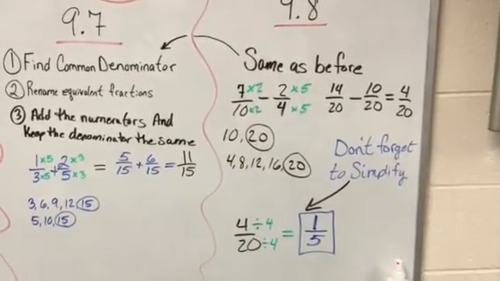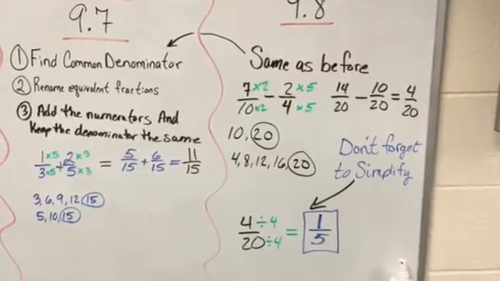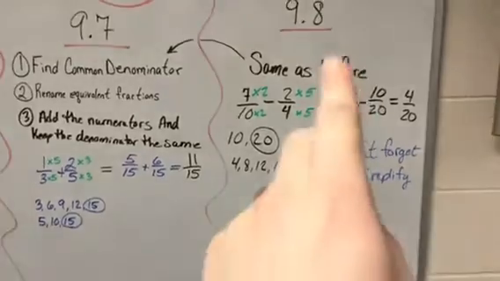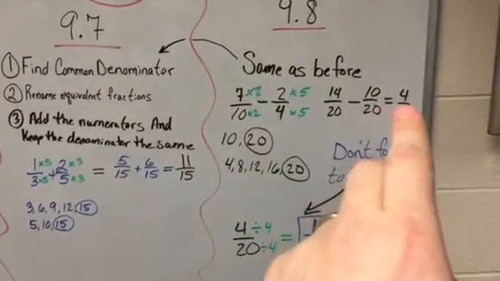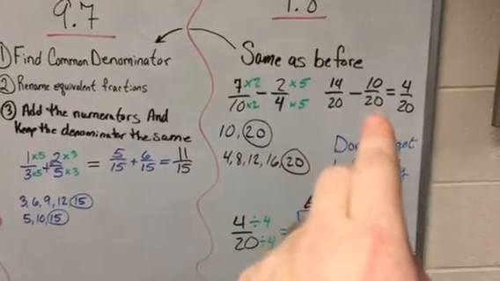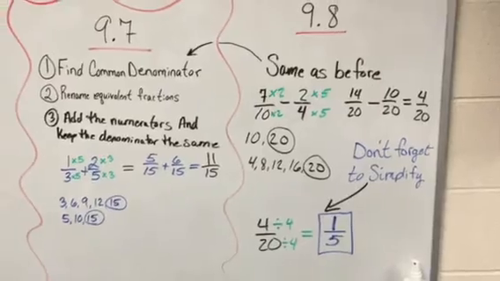When I rename those fractions, I have 14/20 minus 10/20. In step 3, I subtract the numerators. 14 minus 10 equals 4. And I keep the denominator the same, 20, 20, 20. So that gives me an answer of 4/20.